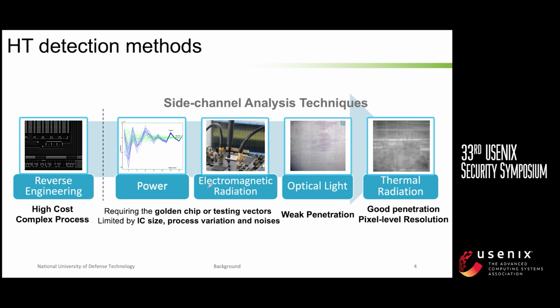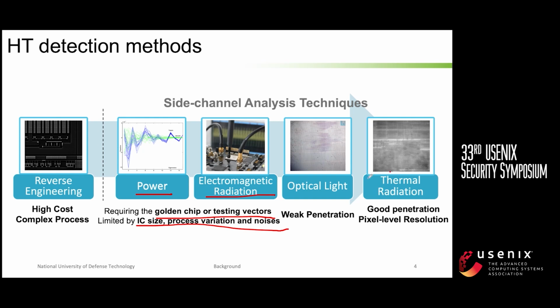To address these issues, researchers have developed reverse engineering and side channel analysis. Our team has also been working on this, especially focusing on side channel techniques because they are so fast and cost effective. But traditional methods like using power or electromagnetic radiation often face challenges. They often need a golden chip or specific testing vector to trigger the HTs. Moreover, their detection resolution is limited, and factors like chip size and process variation make detection complex.